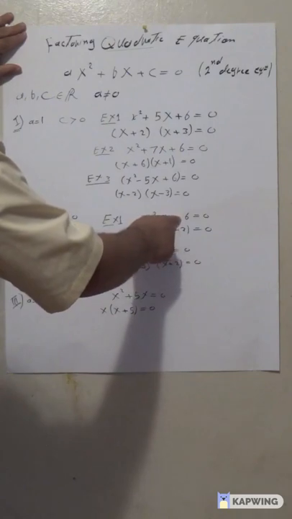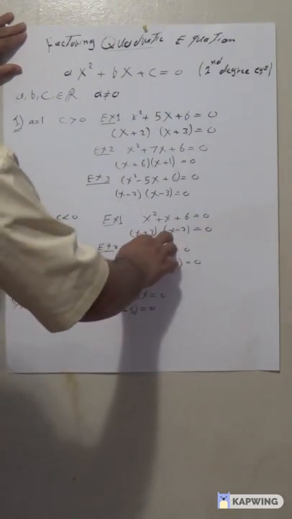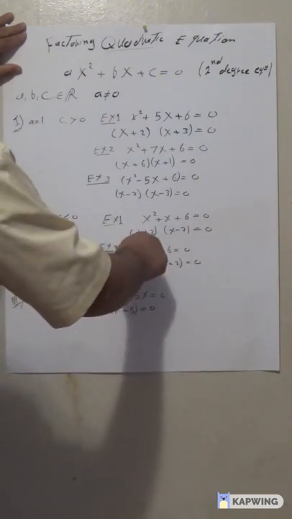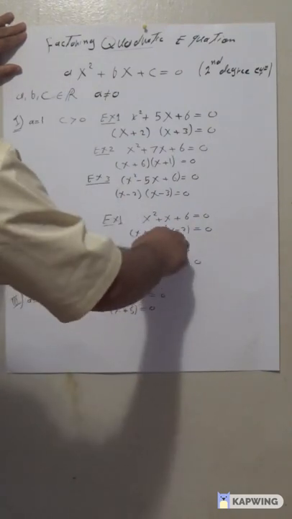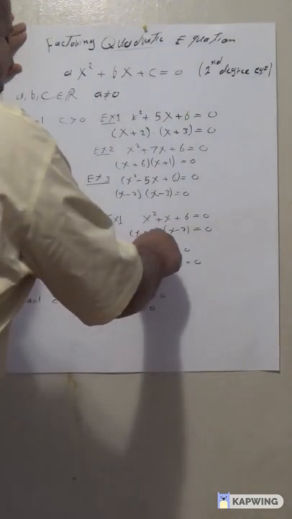But the bigger number will take the sign of the middle term. So if I have 2 and 3, which of them will take positive and which of them will take negative? 3 will be positive and 2 will be negative because 3 is larger than 2 and the middle term will be positive. So in that case, x plus 3 times x minus 2.